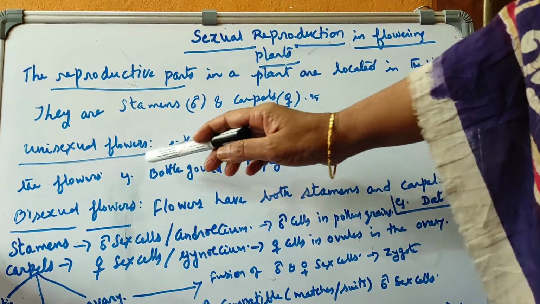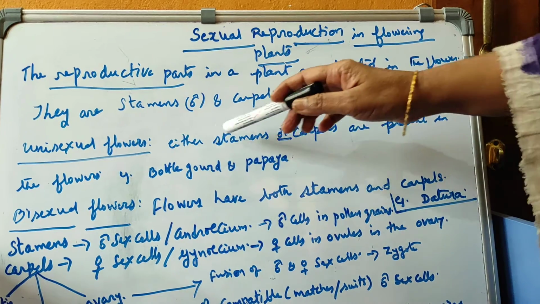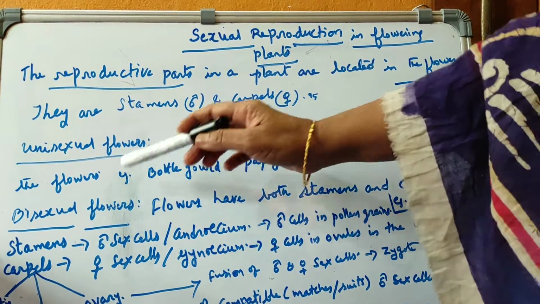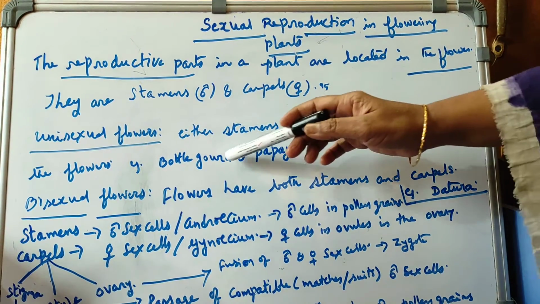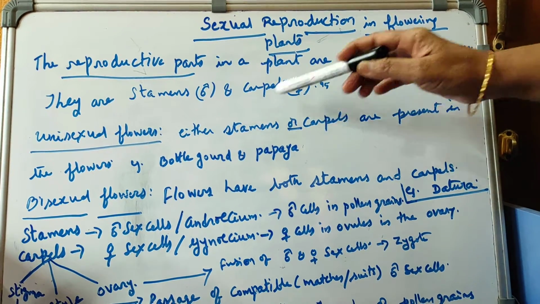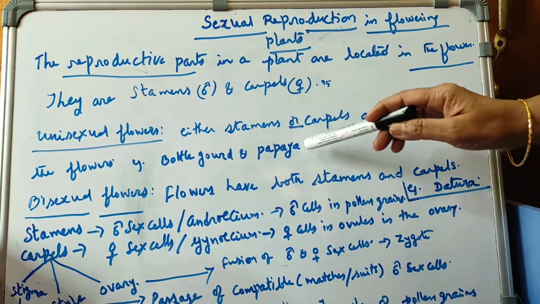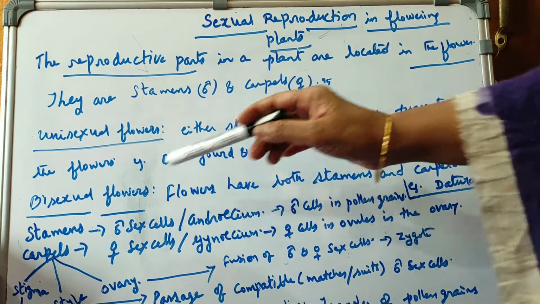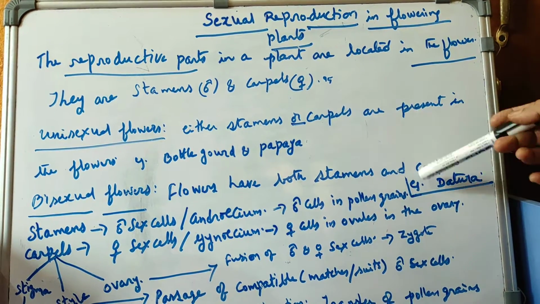And unisexual flowers, a small definition here I gave. Either stamens or carpels are present in the flowers, and examples are bottle gourd and papaya. Only male or female reproductive parts will be present in the flowers. Bisexual flowers means both will be present. That means both stamens and carpels are present.